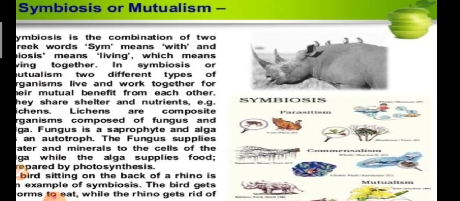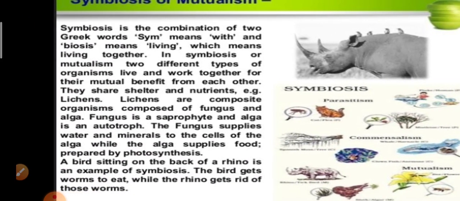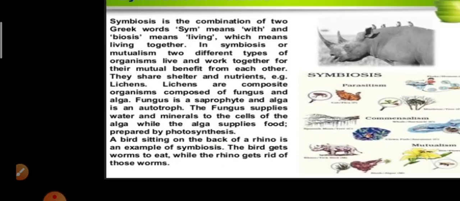Here is another example. A bird sitting on the back of a rhino is an example of a symbiosis. The bird gets worms to eat while the rhino gets rid of those worms. The bird sits on the rhino and eats the worms on the rhino, whereas it helps the rhino get rid of those worms. So this is a mutualism.